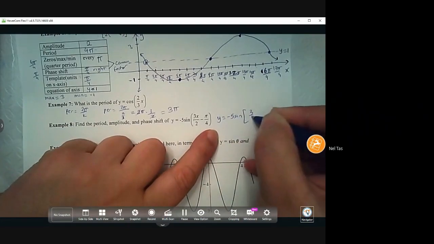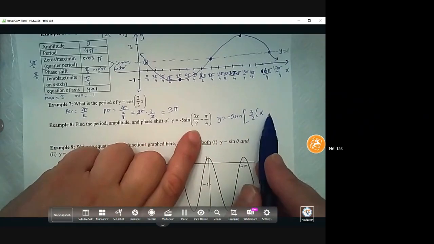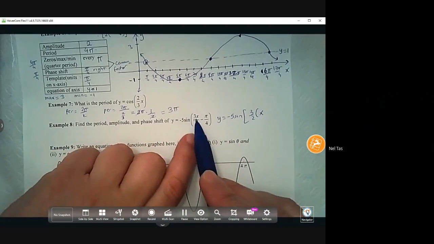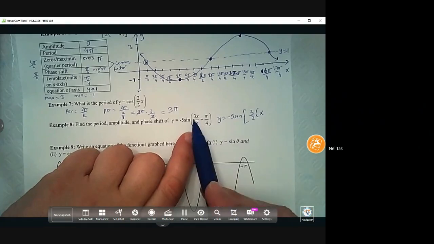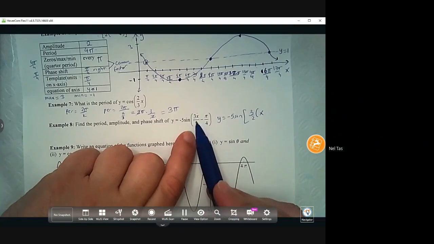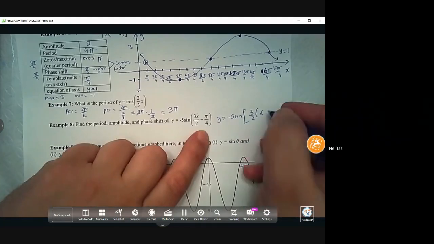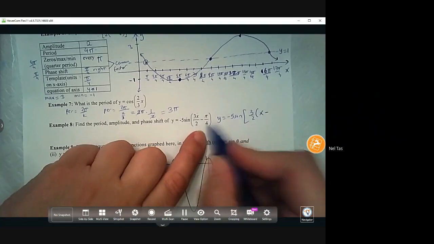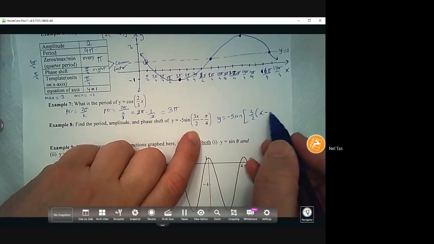So we need to factor out the k. Now we need to calculate what to put here. As you know, when you're factoring a number from an algebraic expression, you divide each term by that common factor. So you take the first term, which is 3 over 2 x, and divide it by 3 over 2, and you get x. Now we need to divide pi over 4 by 3 over 2 to check what to put here.